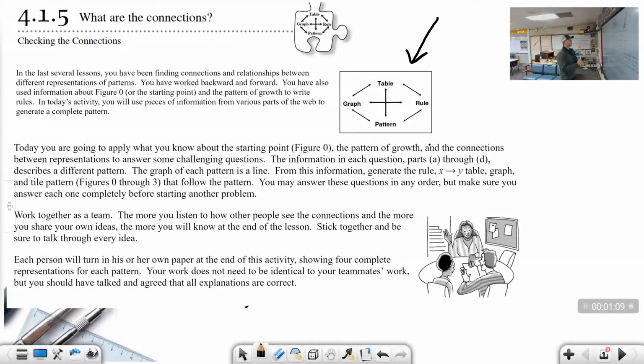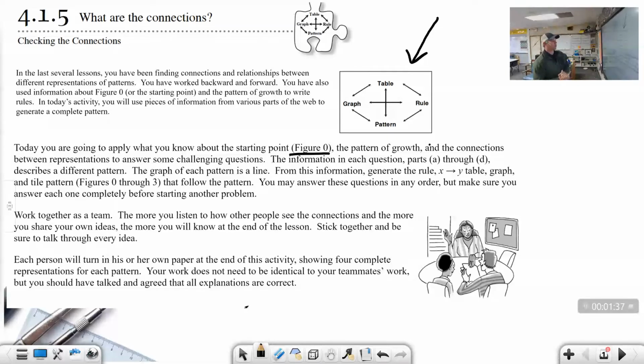In today's activity, you will use pieces of information from various parts of the web to generate a complete pattern. We're going to work on all 4 of these. I'm going to give you one piece of the puzzle, and you're going to complete all the pieces. Today, you're going to apply what you know about the starting point, which is figure 0, the pattern of growth, and the connections between representations to answer some challenging questions.